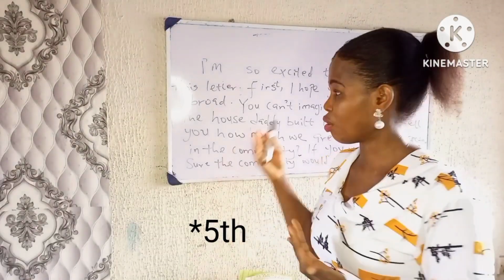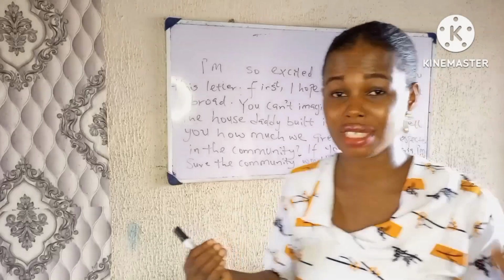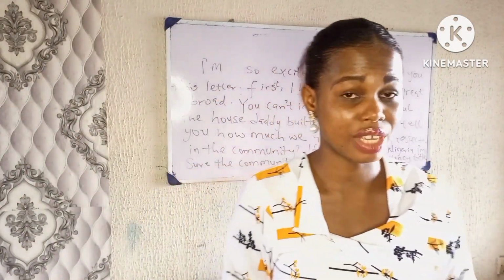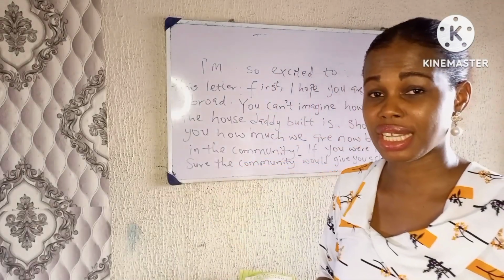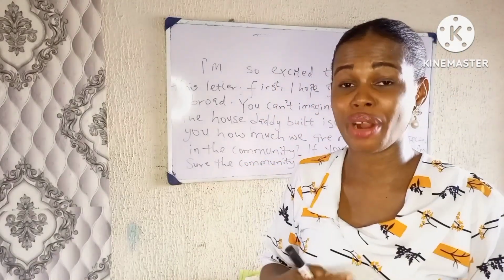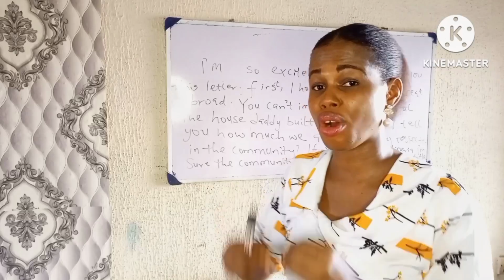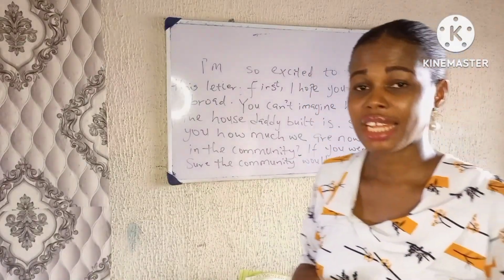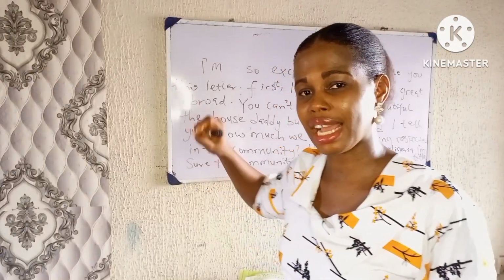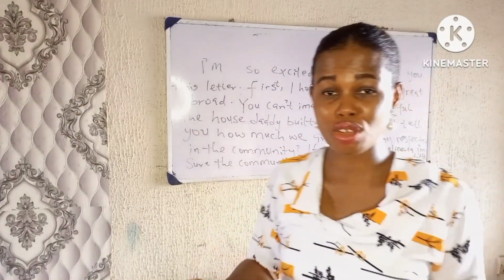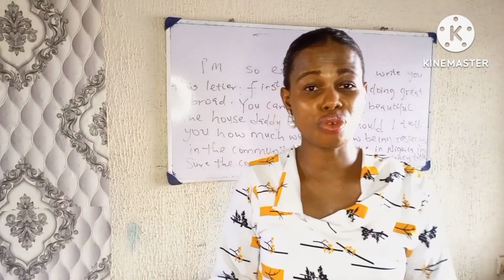Now the important thing I want to point out in the second, third, and fourth paragraphs, which are the body of the letter, is the use of topic sentence. Now what is a topic sentence? A topic sentence is a sentence in a paragraph that talks about the point you want to make in the paragraph. The topic sentence will introduce the idea in the paragraph. It tells you what to expect or what you're going to read in the paragraph.